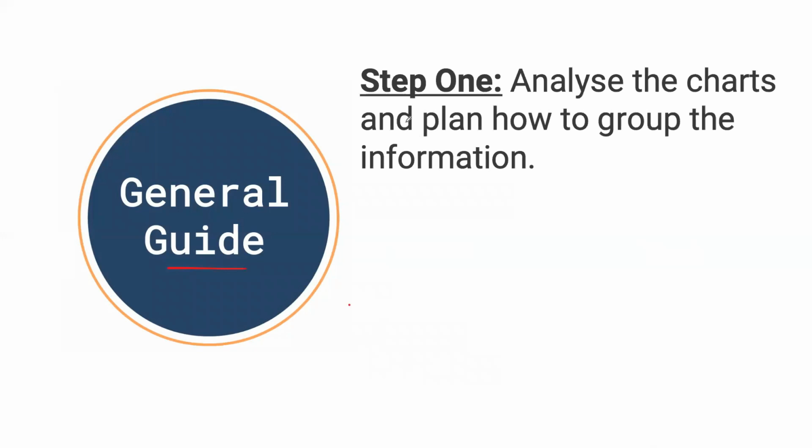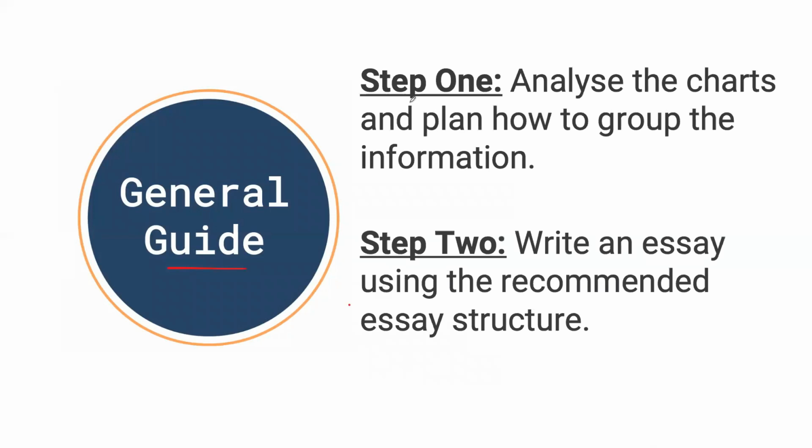This is really the main task of looking at this specific writing prompt. Now, here's a general guide that you can use for most bar chart questions. They will be tweaked and adapted depending on the bar chart that you have. But in general, you can expect 2 steps. So you've got step 1, you have to analyze the charts and plan how to group the information. We're actually quite lucky when it comes to this because we have to group the information per bar chart. So we're going to group one set of information for one bar chart and the other set for the other. So we have it a bit easy for step 1. And of course, step 2, we're just going to write an essay using the recommended essay structure, which we'll look at in just a bit.